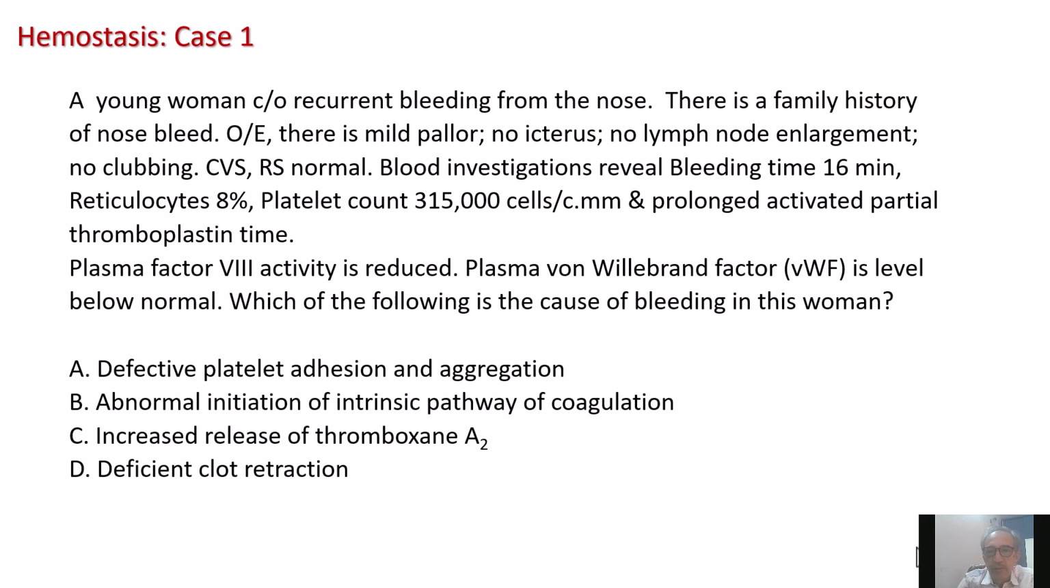Von Willebrand factor also maintains the factor 8, anti-hemophilic factor, in the plasma. There will be defects in the intrinsic pathway of coagulation, but it does not affect the initiation. Initiation does not involve factor 8. Increased release of thromboxane A2, it's unlikely. If at all, it's decreased. Deficient clot retraction: platelet count is normal, almost normal, 3,15,000. Reticulocytes are slightly increased. It doesn't matter. So A.